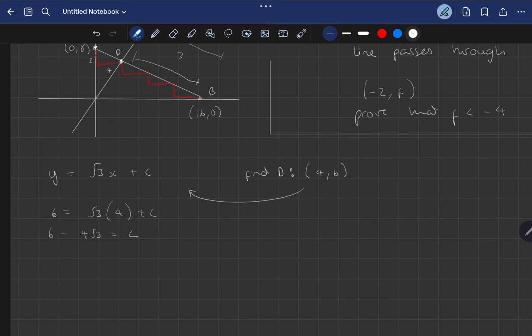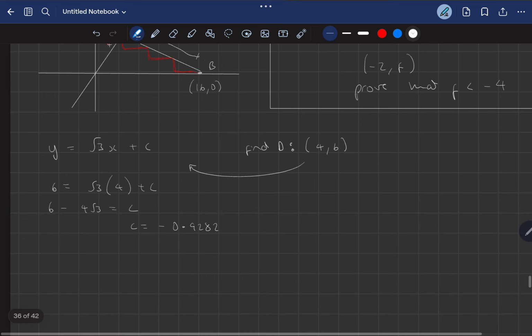Let me put this on my calculator. We get c equal to negative 0.9282. However, for now, we'll just leave it as 6 minus 4 root 3. So our equation is y equals root 3 x plus 6 minus 4 root 3.